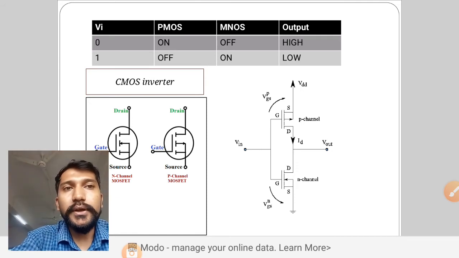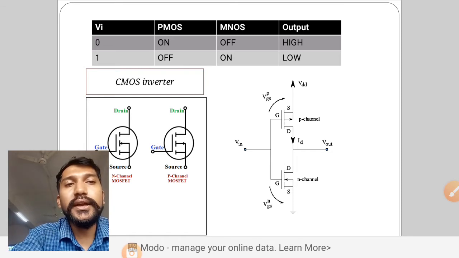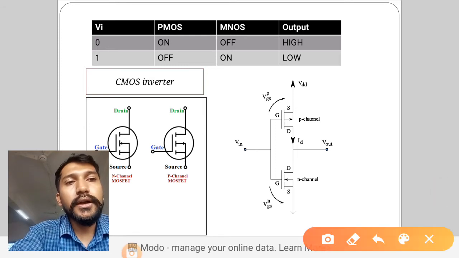Now tell me, we already discussed the condition: when it gets 0 as input, it will become on. So the P channel gets 0, so my P channel will become on. And again at the gate of the N channel I will have 0. 0 means that particular device will become off, because what is the condition for the N channel? It should get high input, and at that time it will become on. Here it is low, so it will not become on.